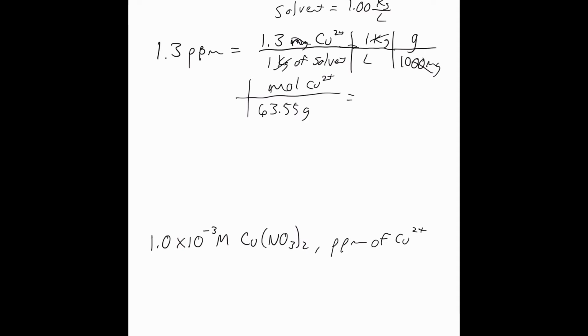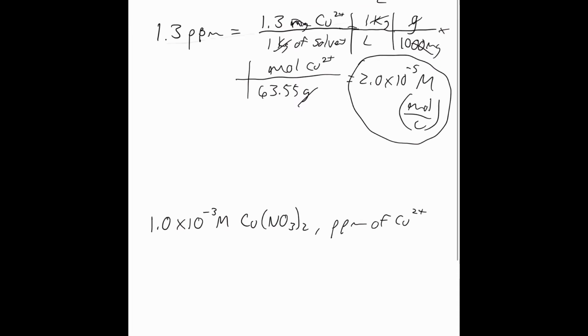And so then if we multiply all of that out, we end up with 2.0 times 10 to the minus 5 molar. So that's our concentration, or in this case, it's moles per liter. Everything else has canceled, so we're at moles per liter. Okay, that would be our concentration. So you can see 1.3 parts per million is not a very high concentration. It's at most 20 micromolar, if you will.